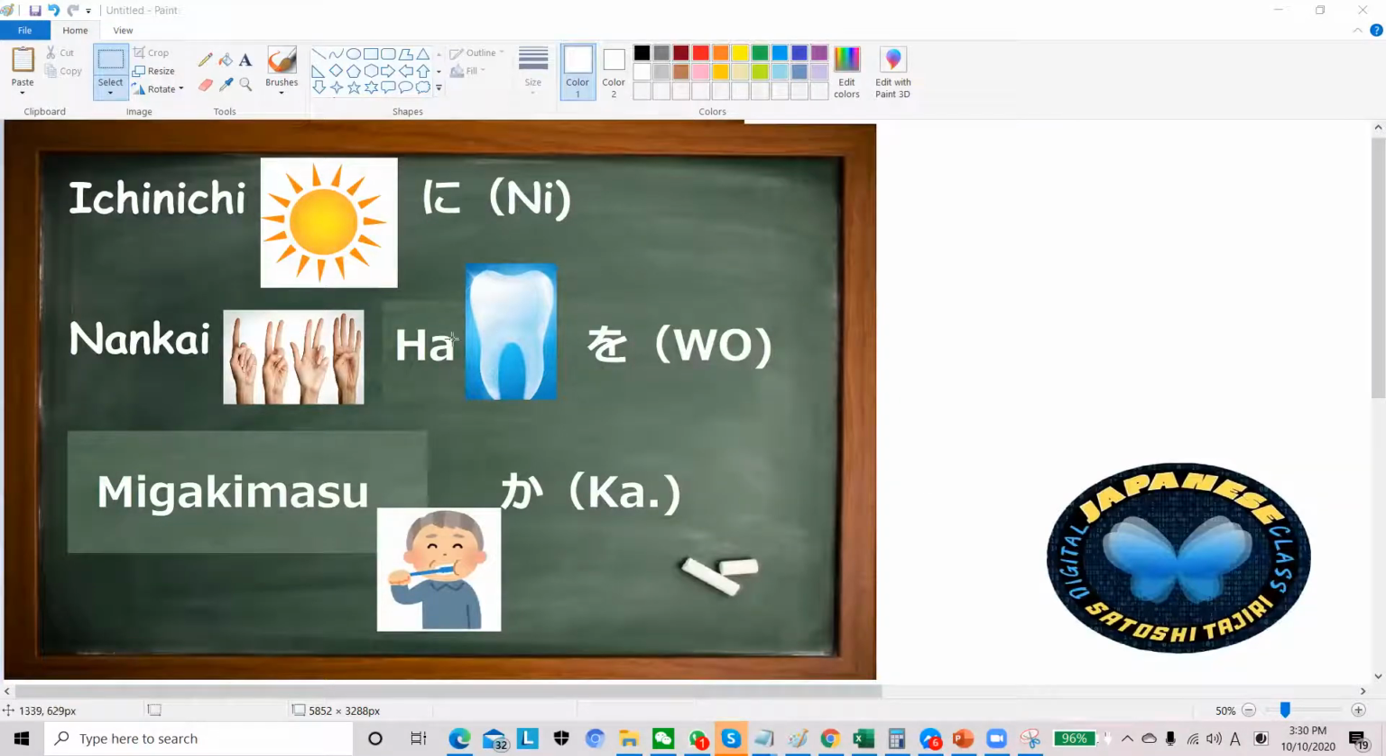Okay, so let's have another verb today. So we have our ha means teeth. And we have our migakimasu, it means to polish. So it means to polish teeth, to brush teeth. Okay, let's see who are very hygienic here, no? じゃあ、let's have Juda-kun, いますか?